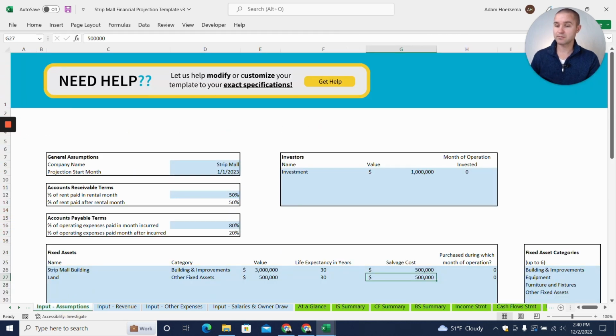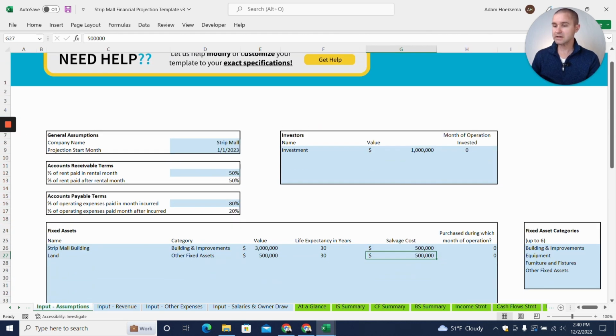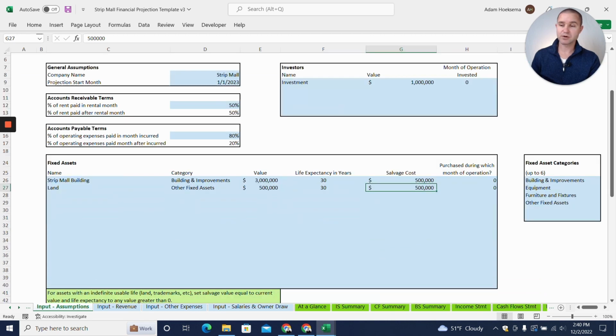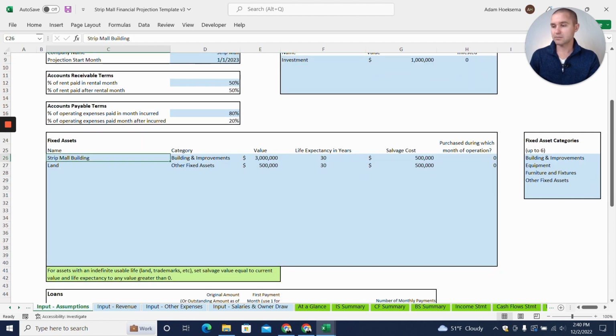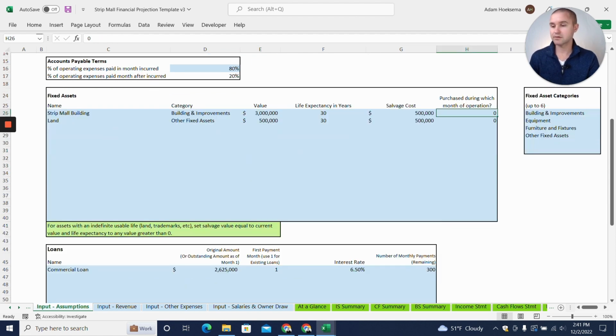So we're going to go back to our input assumptions tab here. And first thing you need to know is that any cell that's highlighted in blue is an assumption that you can change. And so we've got a strip mall concept here, and we're saying, hey, we're going to invest $1 million into the property. So there'll be equity of $1 million. And then we'll have a fixed asset. So the building itself will have a $3 million value. And the land will have $500,000 value. Both of these will be purchased in month 0. So basically the beginning of the model here.